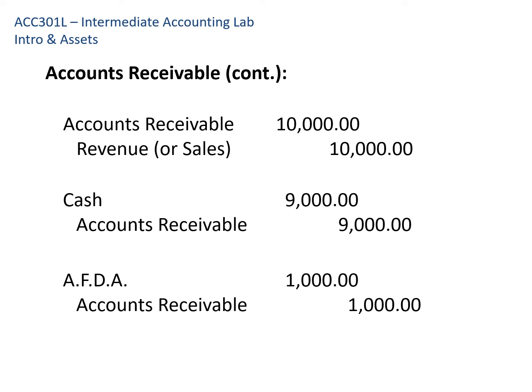We'll record the receipt of cash. So we debit cash for $9,000 and credit accounts receivable for $9,000 to reduce the receivable. Less people owe us money now. And then I abbreviated their allowance for doubtful accounts. We'll debit that account for $1,000 and credit accounts receivable.